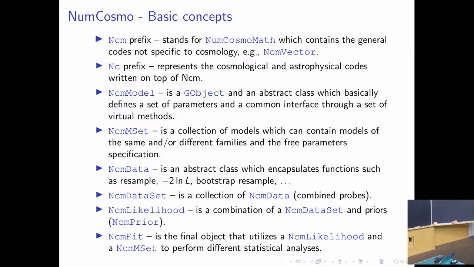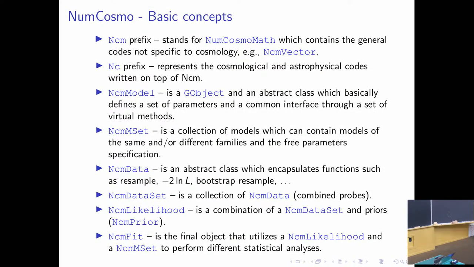Because you don't want to write a single model that is going to mix together cosmology, astrophysics, and other parameters that can come from instruments or other things. You want to split them out in concise models. And then you can combine them when you need it through a model set.